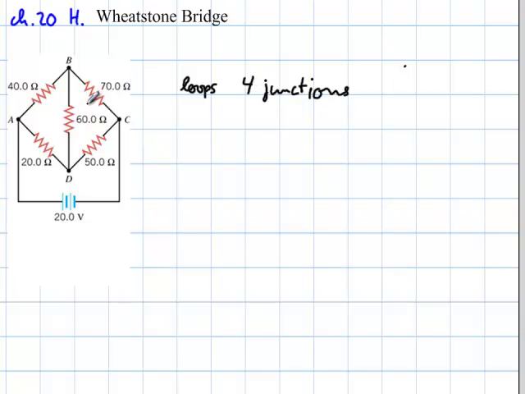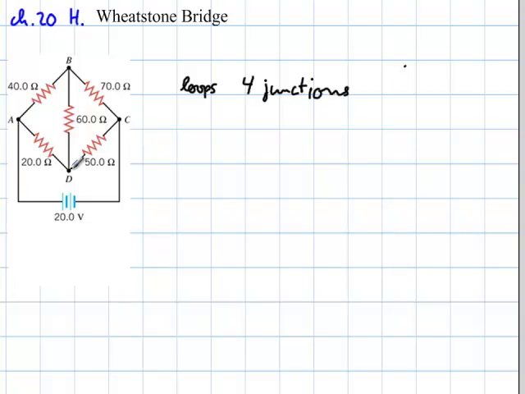How many loops do we have? Well, let's look at the triangle here on the left and a triangle on the right, and then we have this diamond here. So those are 3 loops. And then we have a number of loops that actually go through the battery. The top one, so that would be the 4th. The bottom one, that would be the 5th.